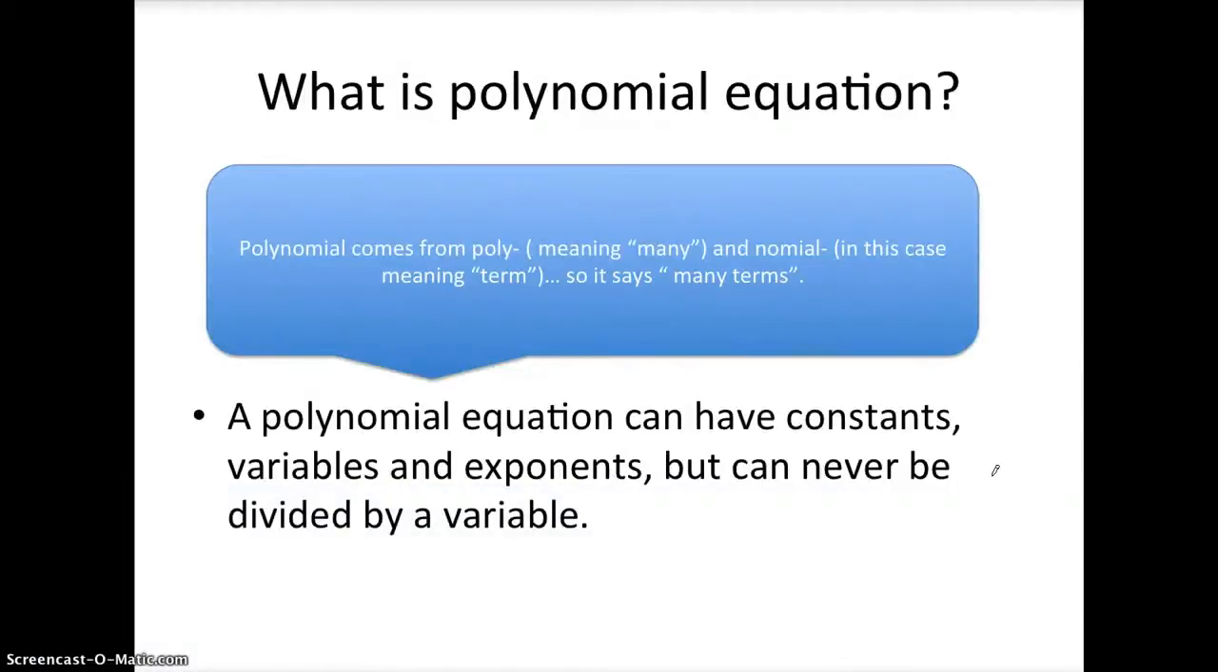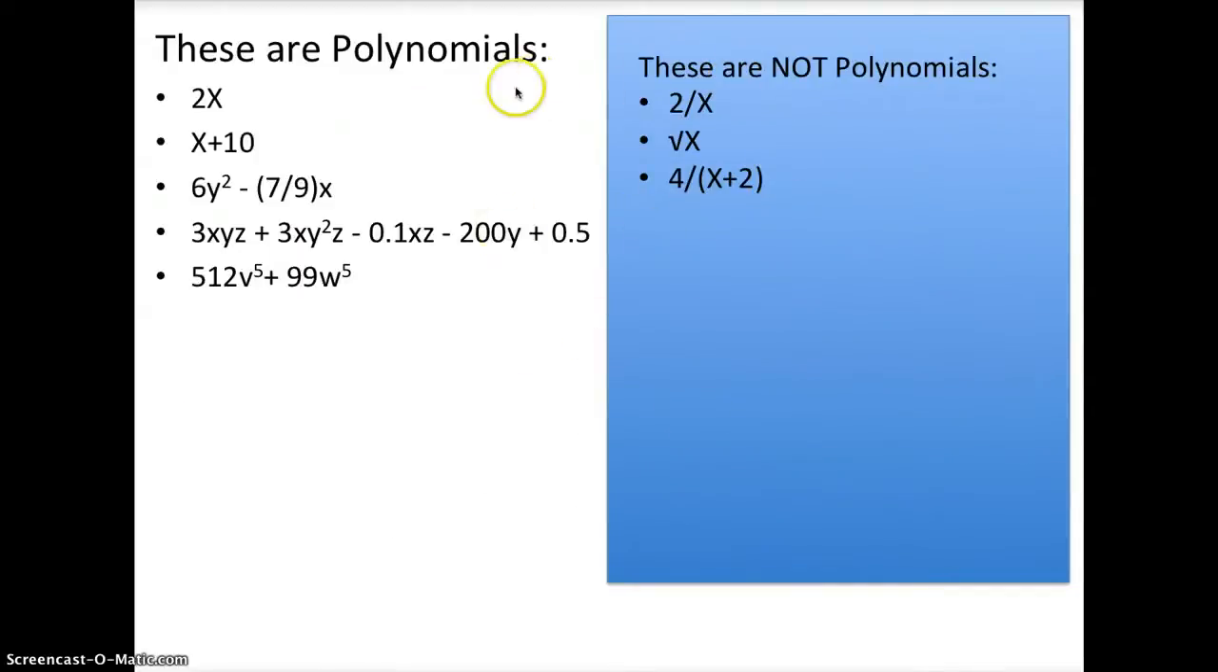So what are polynomial equations? Basically, the word polynomial comes from "poly", meaning many, and "nomial", in this case meaning terms. So it is many terms. A polynomial can have constants, variables and exponents, but can never be divided by a variable. These are examples of polynomials and these are examples of not polynomials.